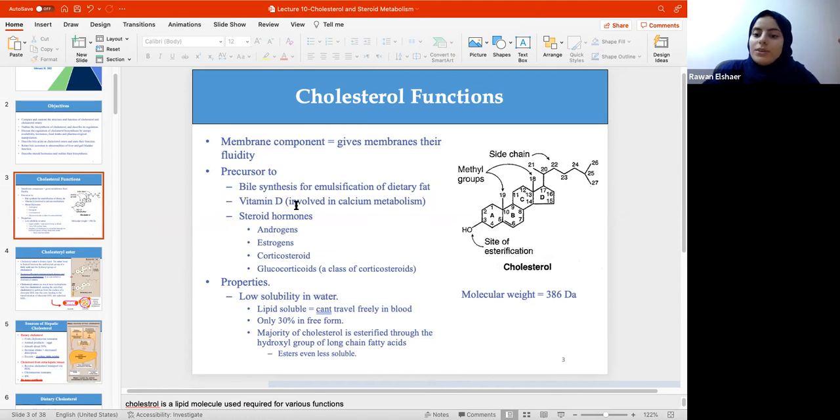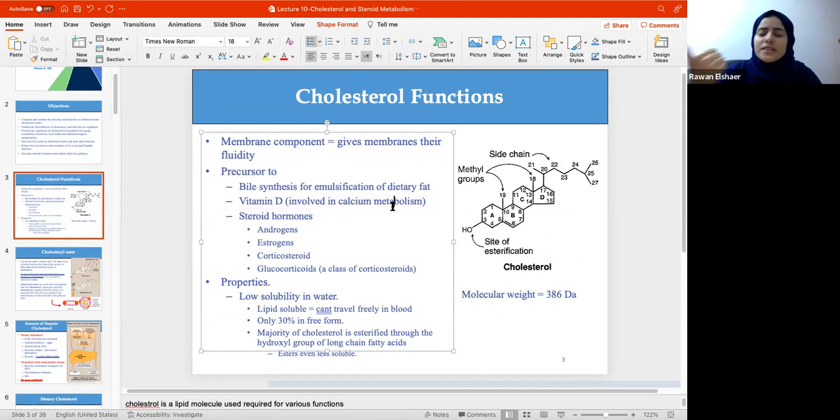Vitamin D, we know that we can synthesize vitamin D in our body. And in order to synthesize vitamin D, we need cholesterol. It's the very first precursor of vitamin D. And vitamin D is involved in calcium metabolism. Anything related to calcium, it helps with calcium reabsorption from the urine and from the intestine. It basically helps you have a good amount of calcium in your body. Let's just leave it at that because it has a lot of functions as well.